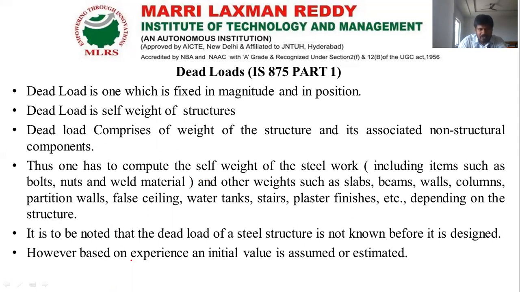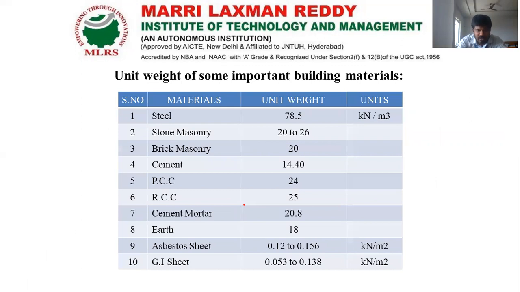Based on our experience, the initial value is assumed or estimated. So this is the constraint. Here the table shows the unit weight of some important building materials like steel, stone masonry, brick masonry, cement, PCC, RCC, cement mortar, earth, asbestos sheet, GI sheet. All the values are given in kilonewton per meter cube or meter square.